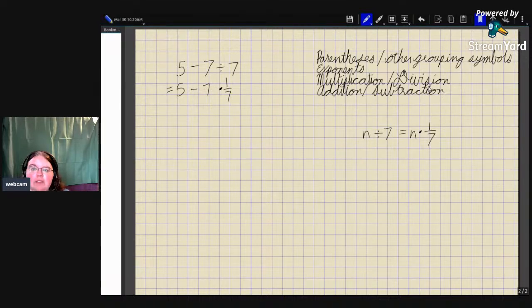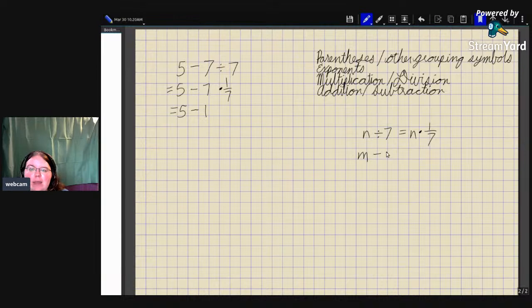Just like multiplication has the inverse operation of division. So if you have some other number, I'm going to call it m, and we're subtracting, well, what is 7 times 1/7 anyway? Well, we can just go back to 7 divided by 7. We know that's 1 because anything divided by itself is 1. So we could say, okay, what we have here is 5 minus 1.